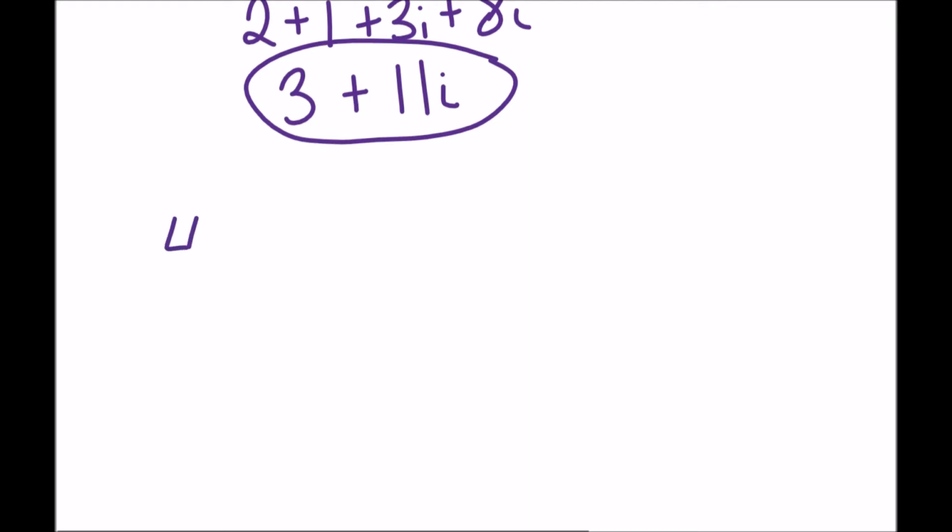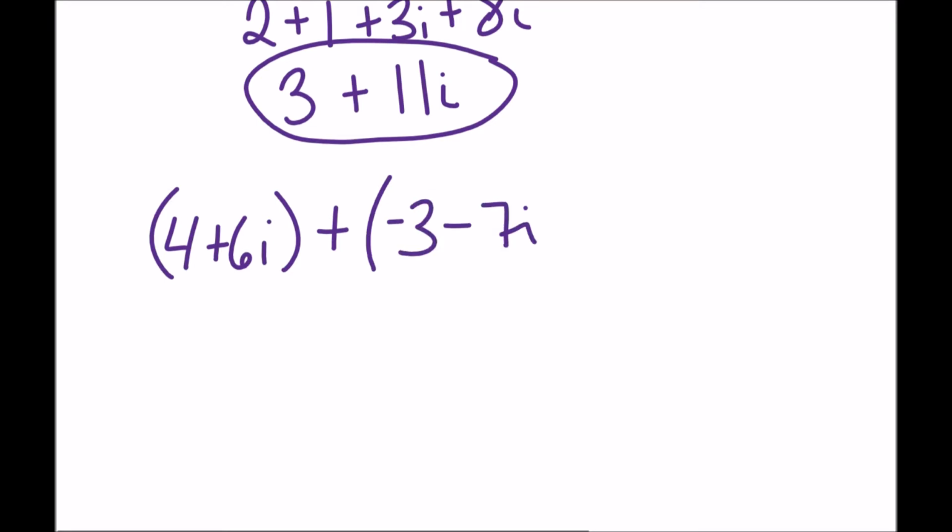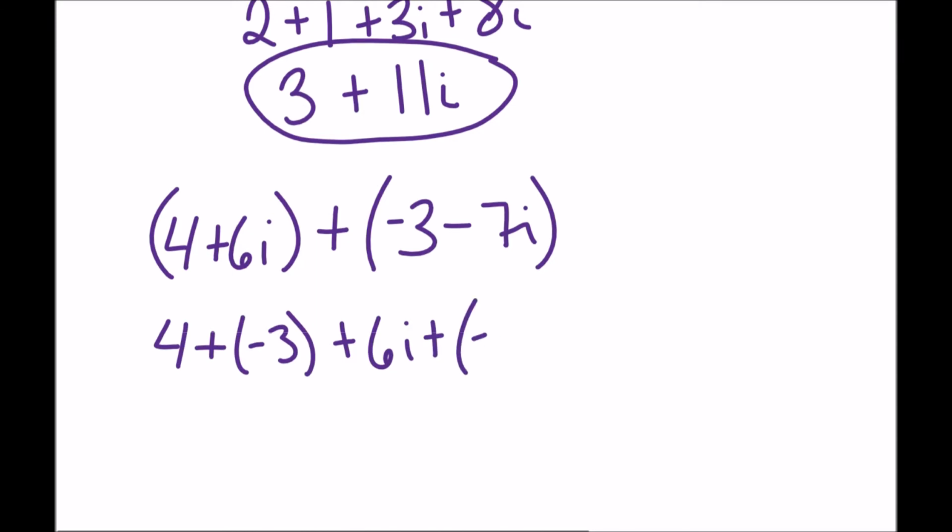Let's say we have 4 plus 6i plus negative 3 minus 7i. Okay, so remember first we do the real numbers, then we do the imaginary numbers. So if we take these, we can go 4 plus a negative 3, plus 6i plus a negative 7i. So yeah, just carry the subtraction, those negative signs with those terms, and you should be good to go.